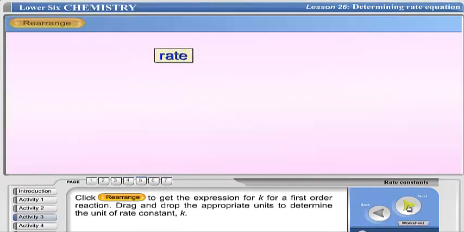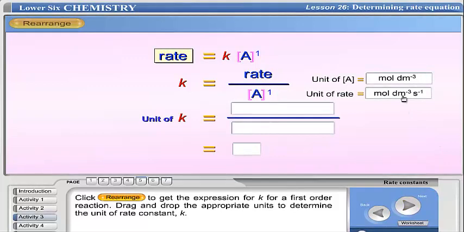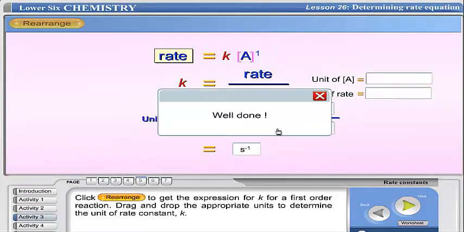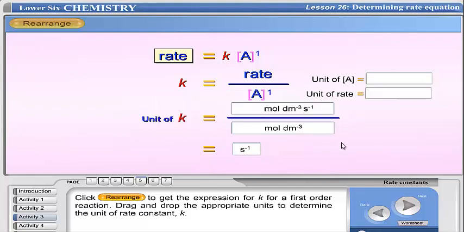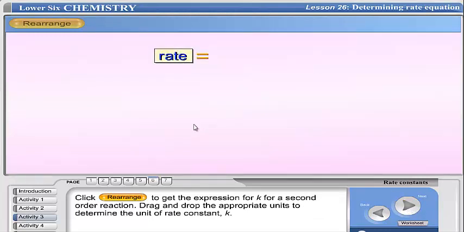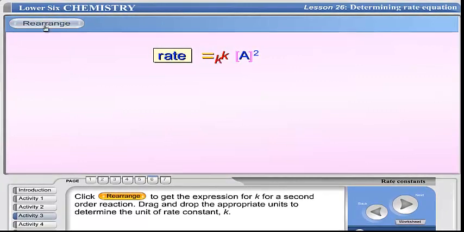Click Rearrange to get the expression for K for a first-order reaction. Drag and drop the appropriate units to determine the unit of rate constant K. Click Rearrange to get the expression for K for a second-order reaction. Drag and drop the appropriate units to determine the unit of rate constant K.